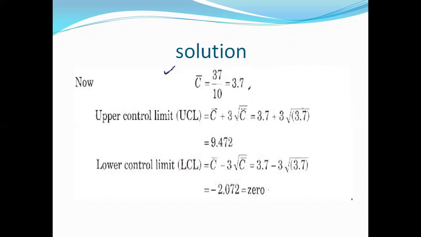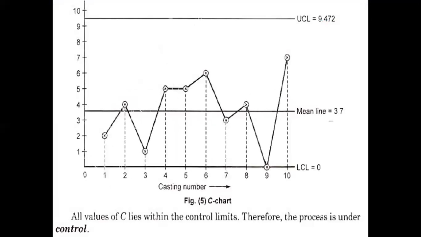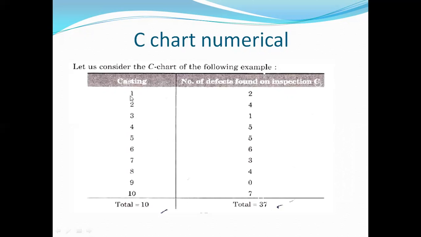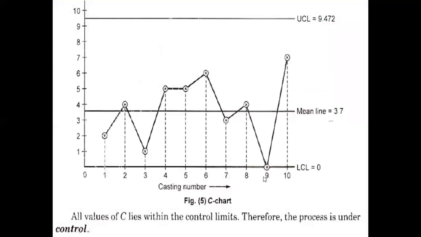The next step is to draw the C chart with the help of these three limits. Now what will be provided on the y-axis? On the y-axis, we have to give the number of defects, and on the x-axis, we just define the casting number. So let me see, for the first casting number, the number of defects found is 2.